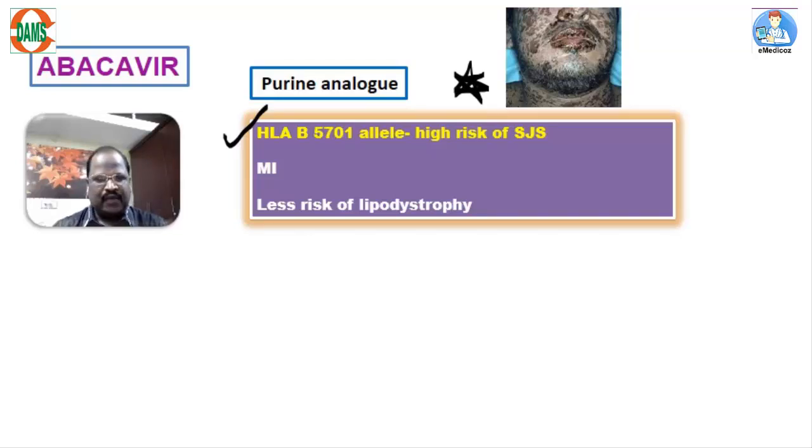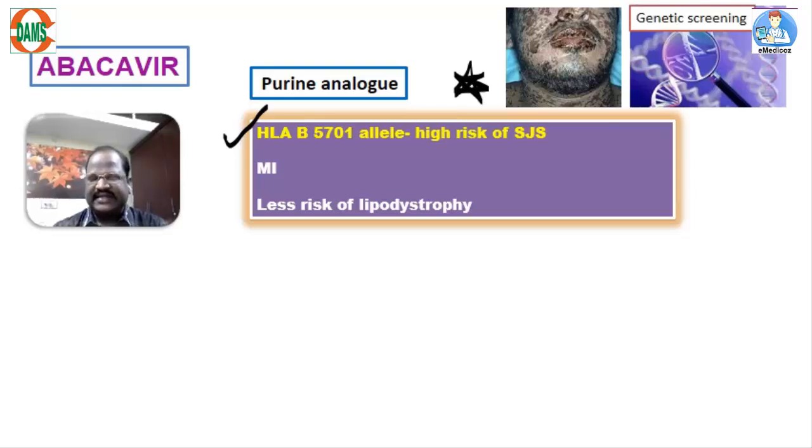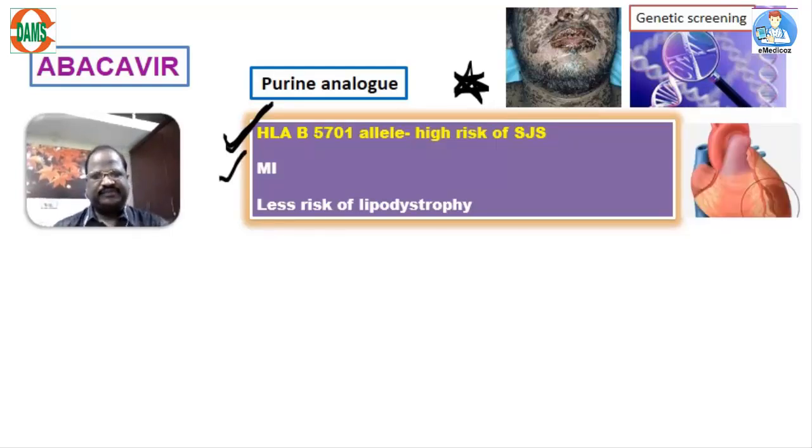That means for prescribing Abacavir, the first thing you should do is genetic screening and rule out this genetic makeup. Next point, Abacavir may also have a risk of causing myocardial infarction. This is also an important point, but it is less likely to cause lipodystrophy.